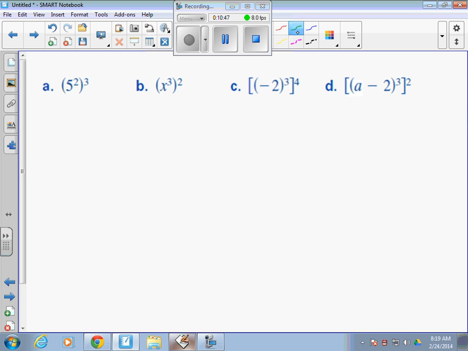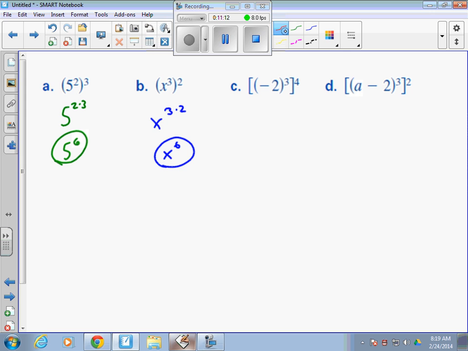Okay, A says 5 squared cubed, or 5 to the second to the third. That means 5 to the second times 3, which is 5 to the sixth. If you added those right there, make sure you make that change. Raising a power to a power, you multiply. Same thing with B, except now there's no number like 5. You have x, but it's still x to the third to the second, which is x to the 3 times 2, or x to the sixth power.